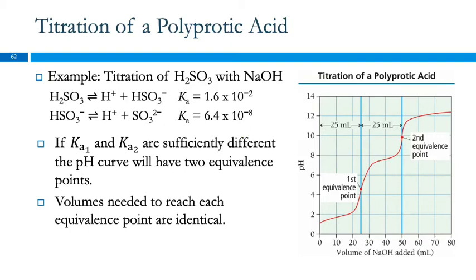When we titrate this, we're going to see a pH curve where we get 2 equivalence points. One for the first hydrogen and one for the second. That is, if these Kas are sufficiently different. If they are very close to each other, it'll just kind of mash together and it won't be distinct. Would you consider those sufficiently different? Yes, these are sufficiently different.